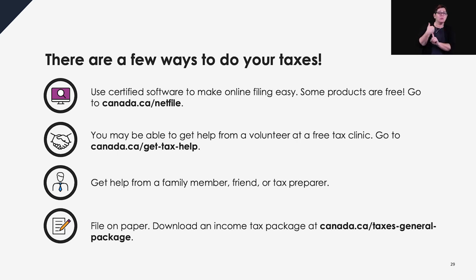You can also do them on paper by downloading a tax package for your province or territory, filling out the forms and mailing them to CRA. If you prefer, you can fill out the forms on your computer before printing them. To get a tax package, visit canada.ca/taxes-general-package.